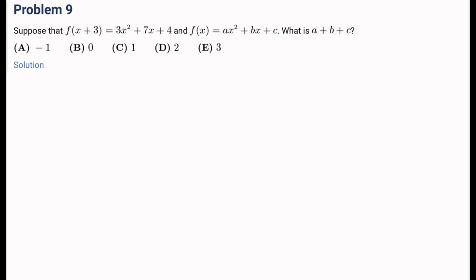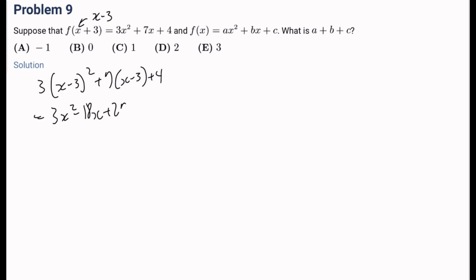Okay, so to get f(x) and not f(x+3), then what we need to do is plug in x minus 3 instead of x, right? And so if we do that, then we get 3 times (x minus 3) squared plus 7 times (x minus 3) plus 4. This equals 3x squared minus 18x plus 27, and then plus 7x minus 21 plus 4, right? This is going to be equal to 3x squared minus 11x plus 10. And so this is equal to ax squared plus bx plus c.